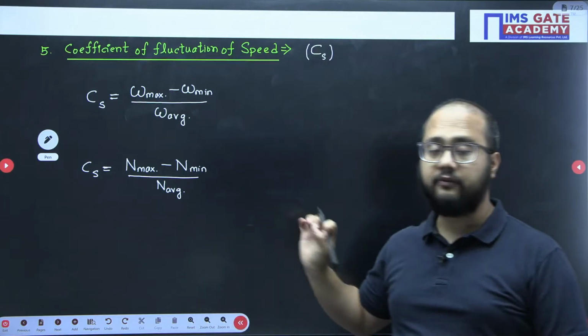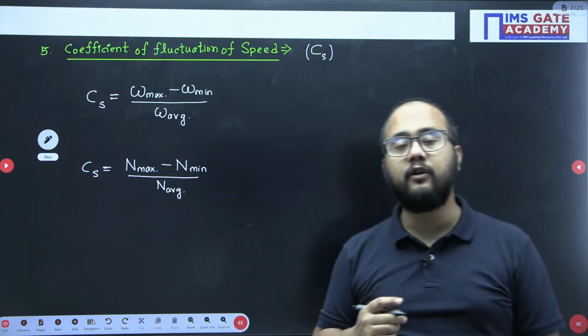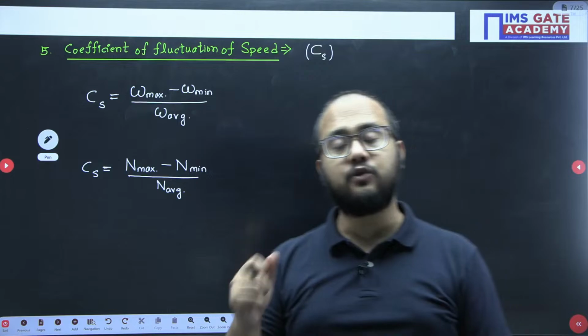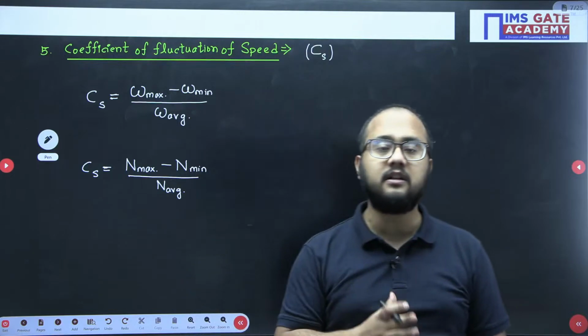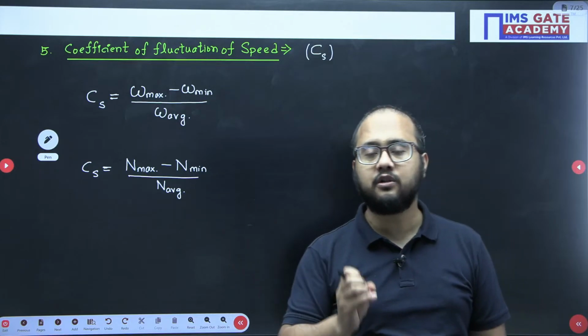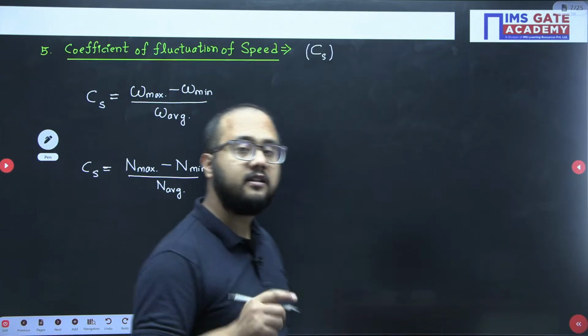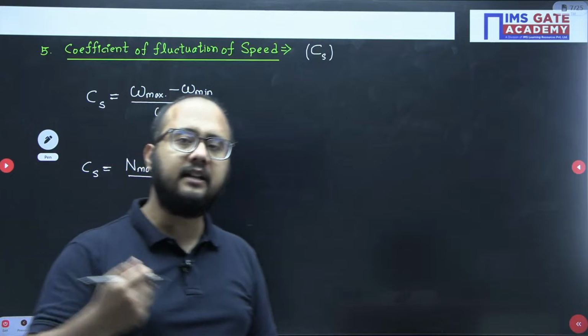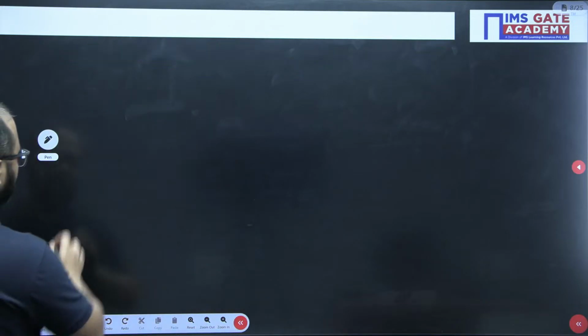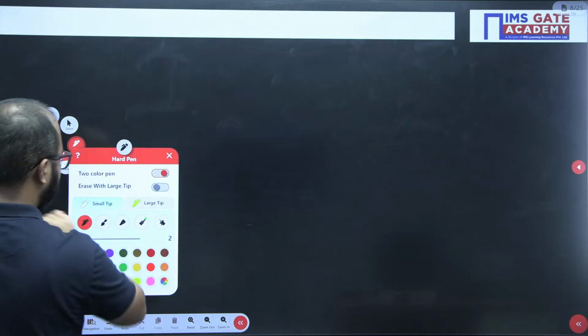This formula is very important, because next we are going to calculate the coefficient of fluctuation of energy, and after that, for the fluctuation of energy, there is one relation we are going to develop where you will see this coefficient of fluctuation of speed also. That's why this relation is important, and sometimes it is given directly in the question. Next, write down the coefficient of fluctuation of energy.